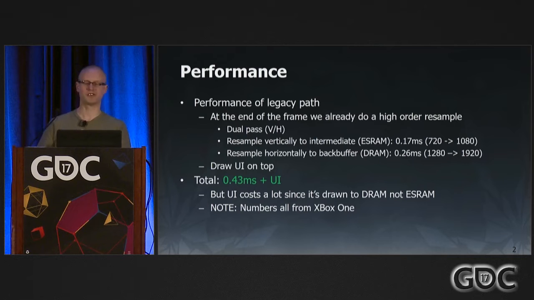And on Xbox, you go via an intermediate in the faster ESRAM. But your final buffer ends up in main memory, then you draw your UI on top, and it's in main memory because you scan out from main memory. And so we're looking at about 0.43 plus a little bit of UI, so in the cheapest situation, about 0.5 milliseconds. And I'm going to use numbers from Xbox One because it's the slowest platform in this case.